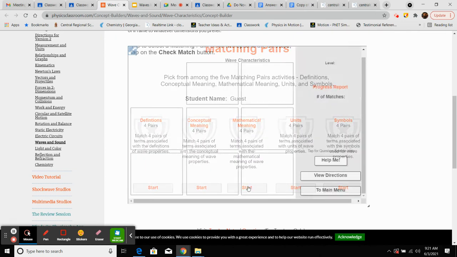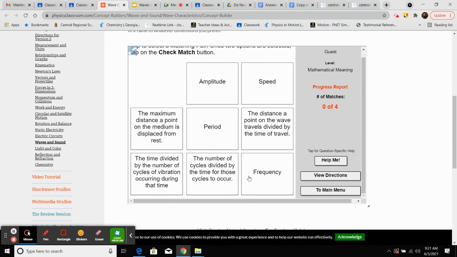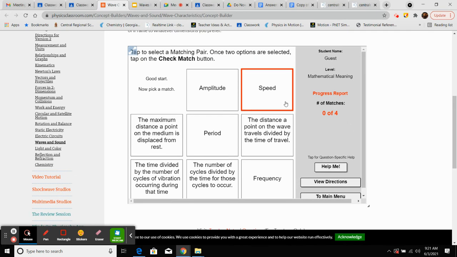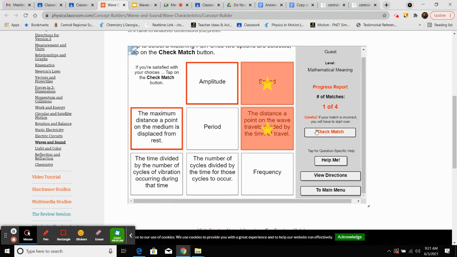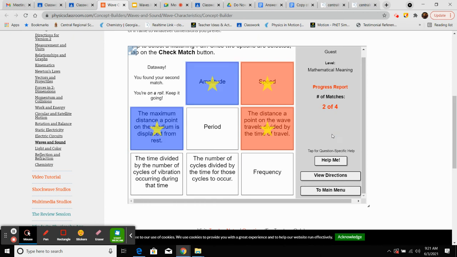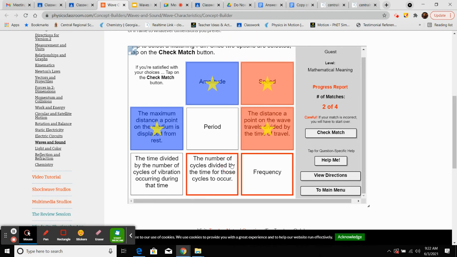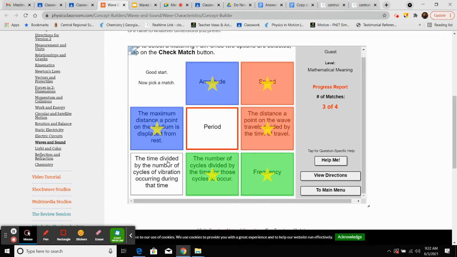Trophies. Okay. Dang. What do we got? Speed. Speed would be what? Good. Distance divided by time. What about amplitude? Good. Maximum distance on the medium displaced from rest. So that'd be like from the middle to either the top of a crest or the middle to the bottom of a trough. Frequency. The number of cycles per second, and the period is the total time divided by the total cycles.